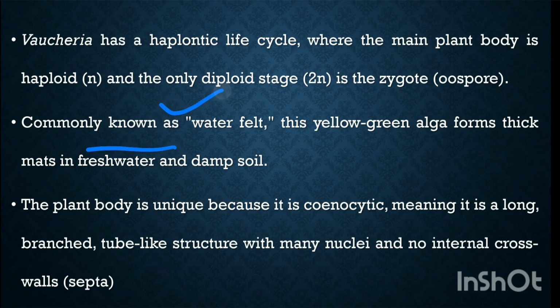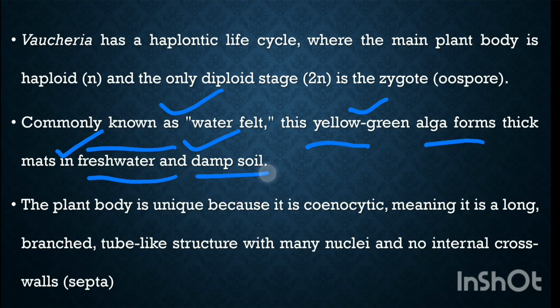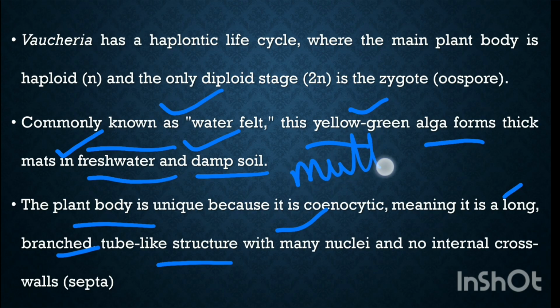Vaucheria is commonly known as water felt. This yellow-green alga forms thick mats on fresh water as well as damp soil. The main plant body is very unique because the cells are cenocytic in nature. That means one cell but many nuclei. It is a long branched tube-like structure with many nuclei.